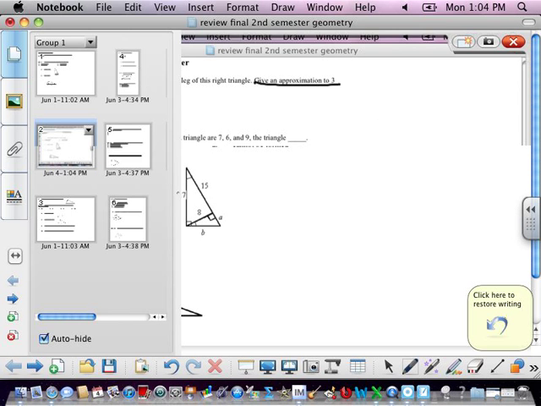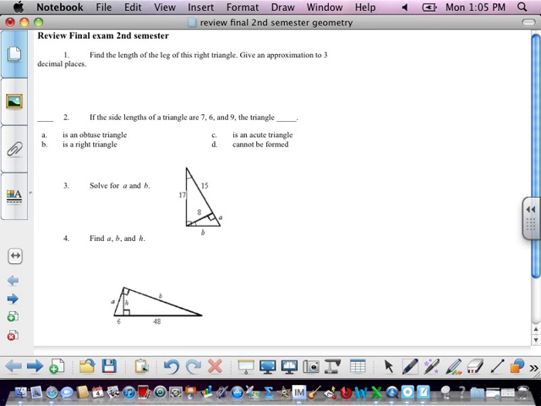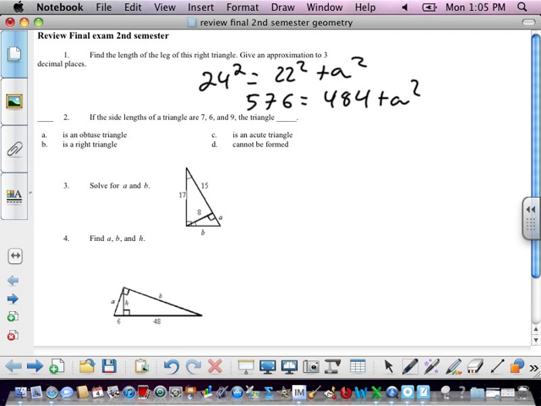Okay, so let's look at this. We've got the hypotenuse is 24, so we do 24 squared equals 22 squared plus a squared. So this shouldn't be too bad. We do 24 squared is 576, which equals 22 squared is 484 plus a squared. So we do 576 minus 484 gives us 92.